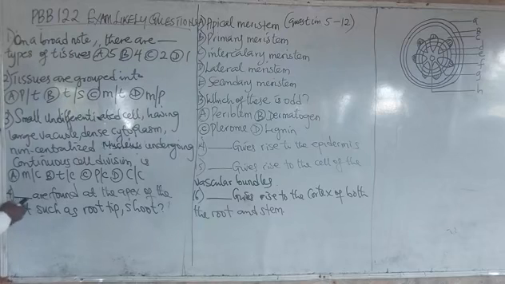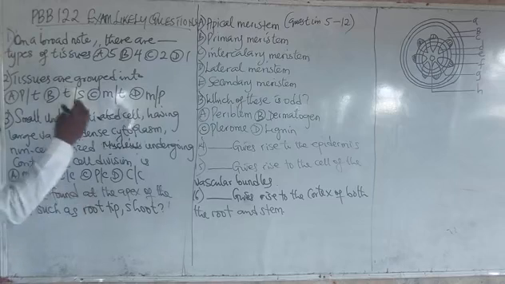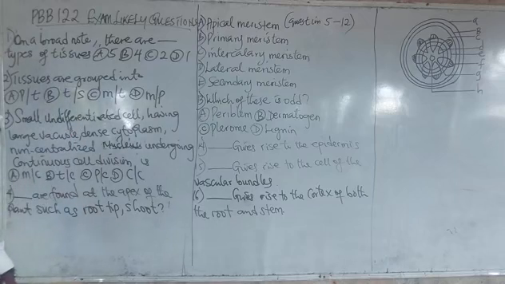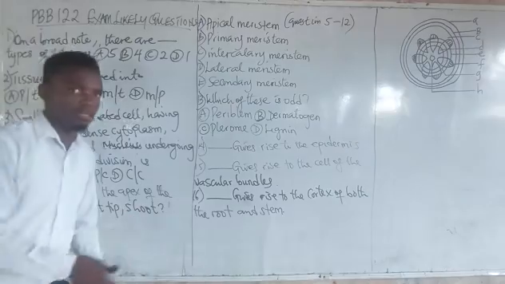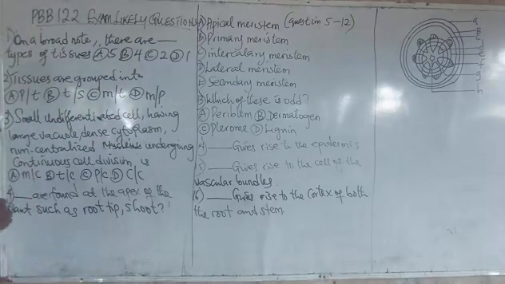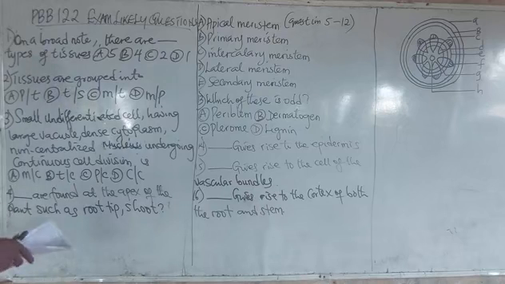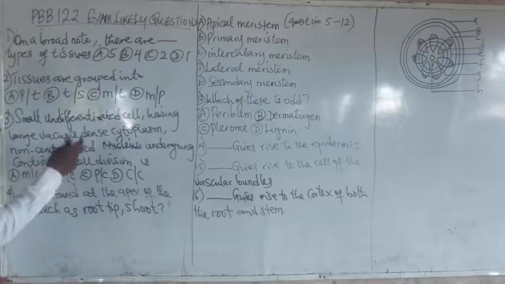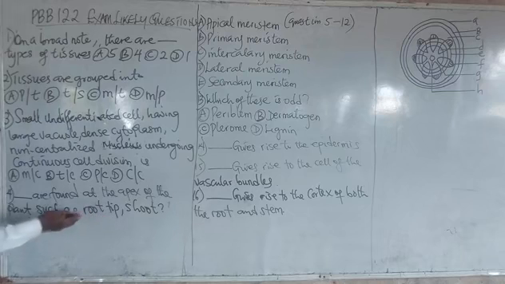Number 4, dash are found at the apex of plants such as the shoots, the leaves, and the stem. Please take note that the apical meristem is found on the tip of roots, stems, and leaves. Please take note of that. It is very, very important.